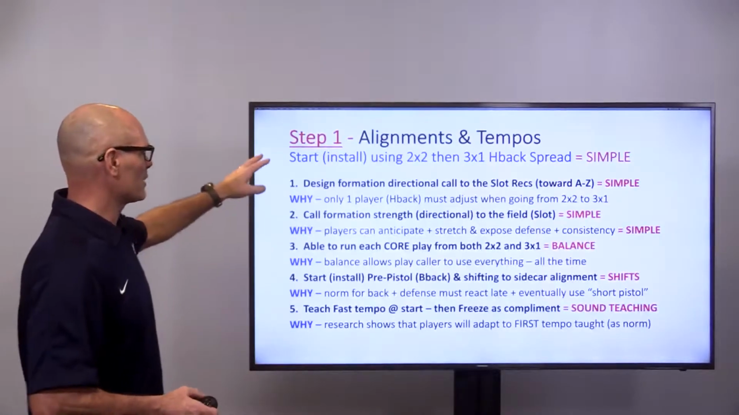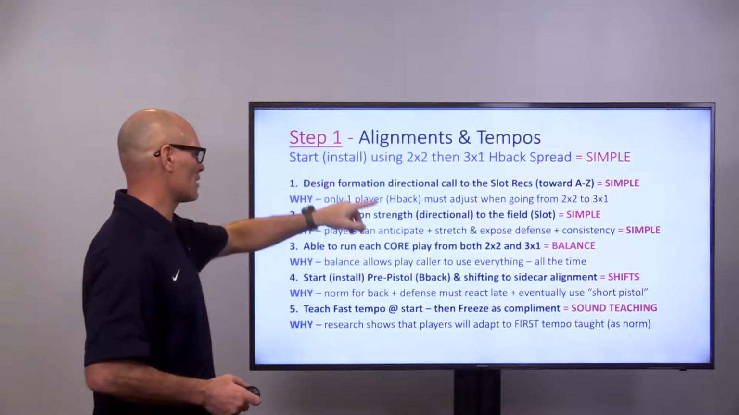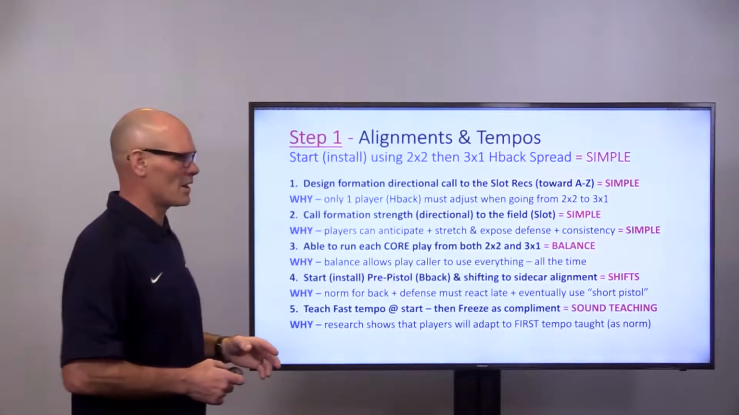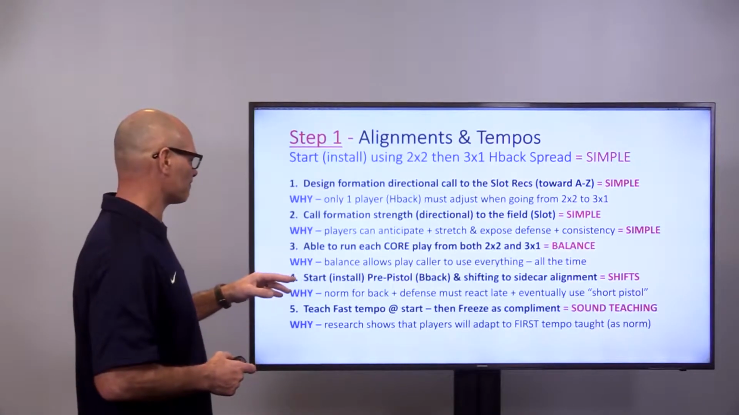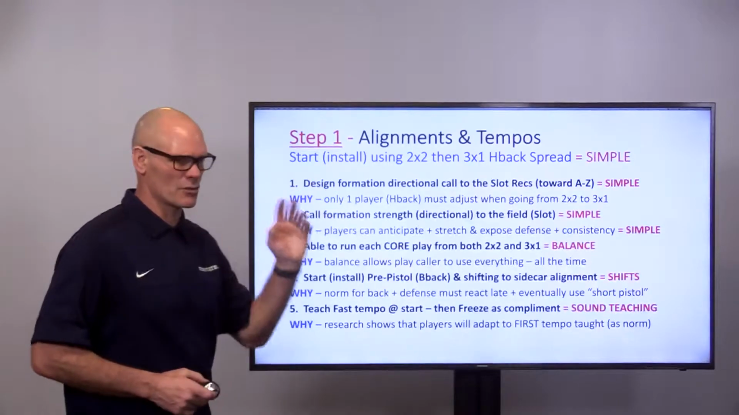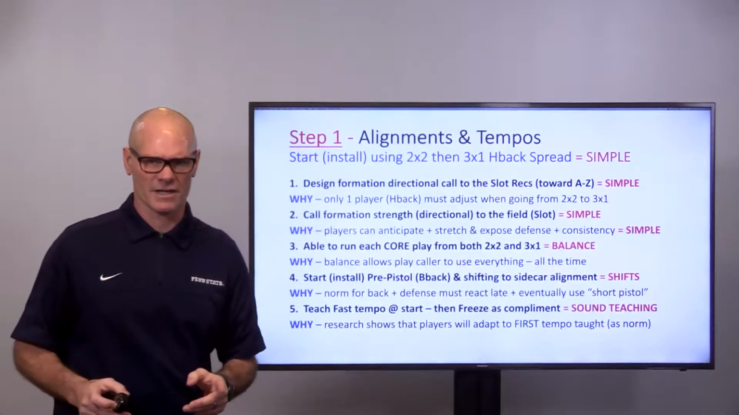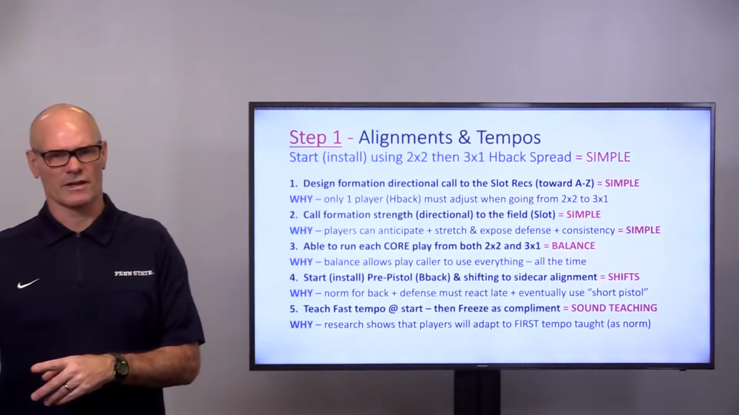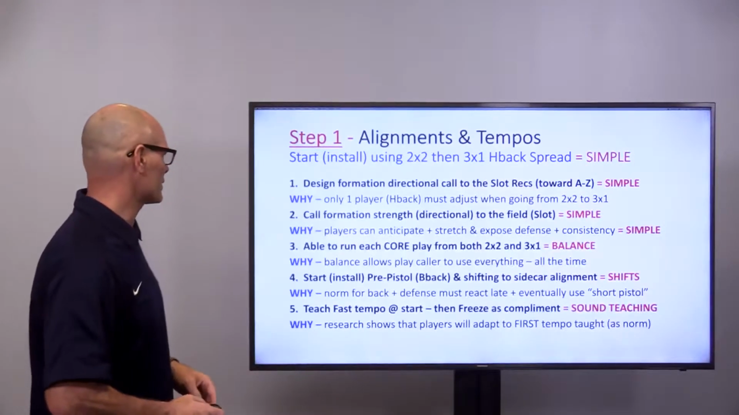When we get into step 1, the first thing is let's get our alignments and tempos. We're going to keep it simple because you're going to install everything from a 2x2 set, and then we'll progress to a 3x1. But you can do the same core concepts out of either. Second, we're going to make the directional call for the formation to the two receivers, which are A and Z. The reason is we want to always call the formation strength to the wide side of the field so we get horizontal stretch of the defense.